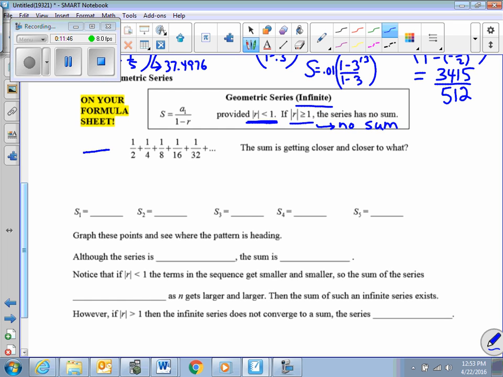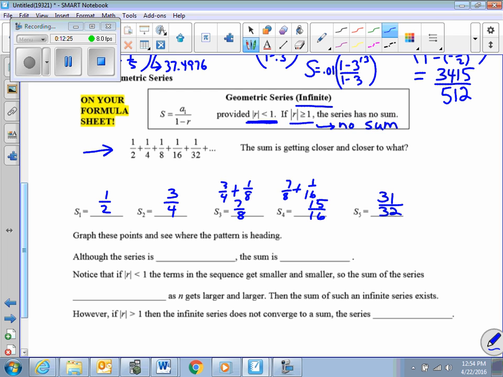Okay, let's see why this works. Let's look at this series here. If we just take the first term, we get a half. If we add the first two terms, 2/4 and 1/4, we get 3/4. If we add the first three terms, we get 3/4 plus 1/8, so that's 6/8 plus 1/8, 7/8. If we add the first four terms, we get 7/8 plus 1/16, so that's 15/16, and then I'm guessing this is going to be 31/32.